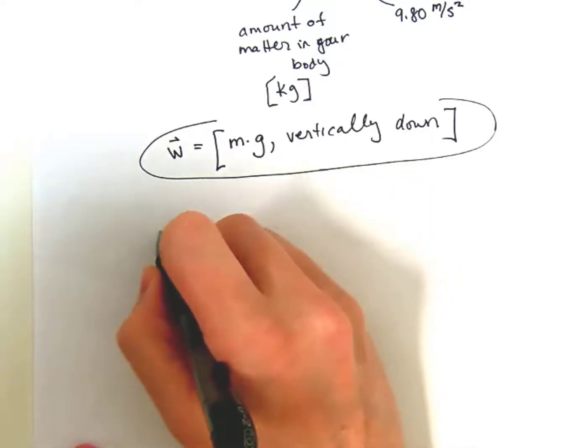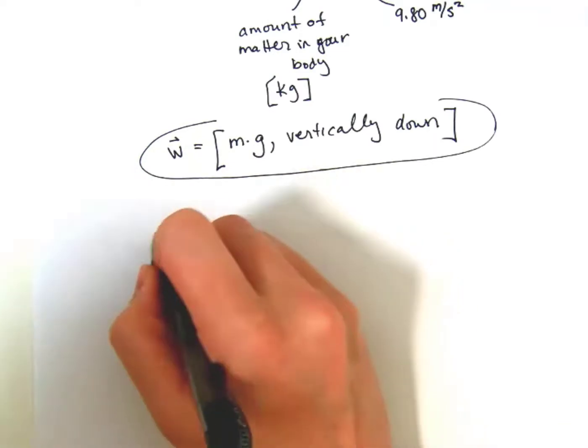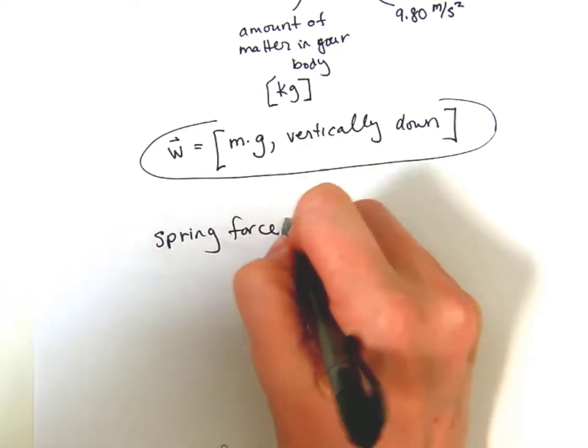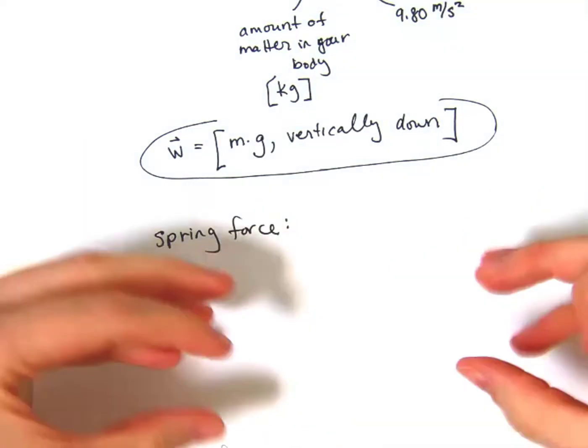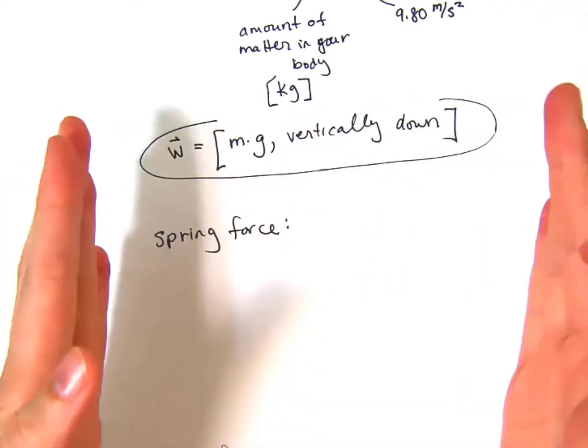Next, we're going to do a pushing or pulling due to a spring. We'll call it the spring force. A spring always wants to return to its natural length. We can also call it its equilibrium length. So if you stretch a spring, it'll try to pull you back. If you compress a spring, it'll try to push you back out.